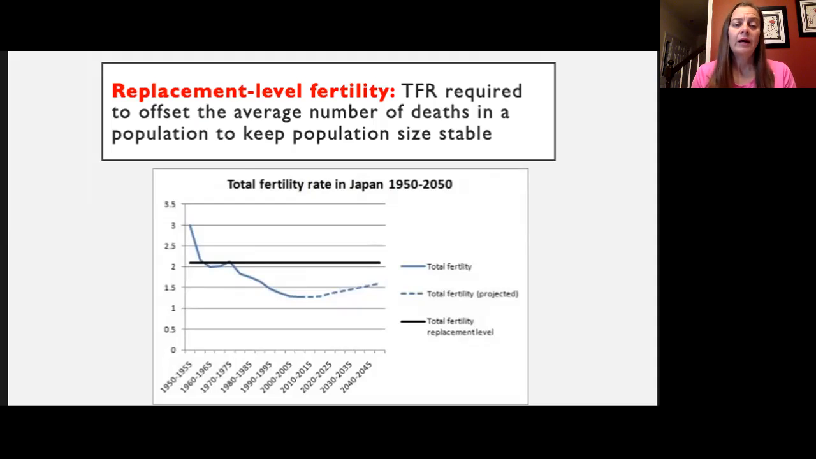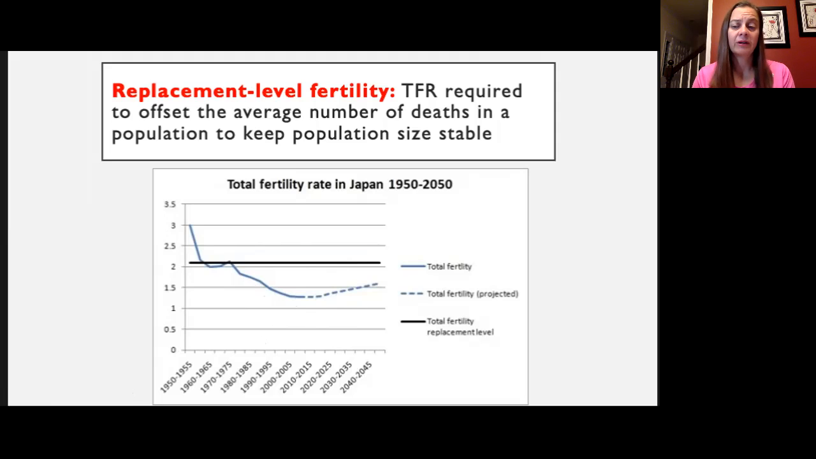If we look, for example, at Japan, we can see that this black line represents replacement level fertility, meaning this is how many children a woman would need to average having in her lifetime in order to keep the population stable. And you can see that over the last 70 years that population is decreasing because the total fertility is below replacement fertility.